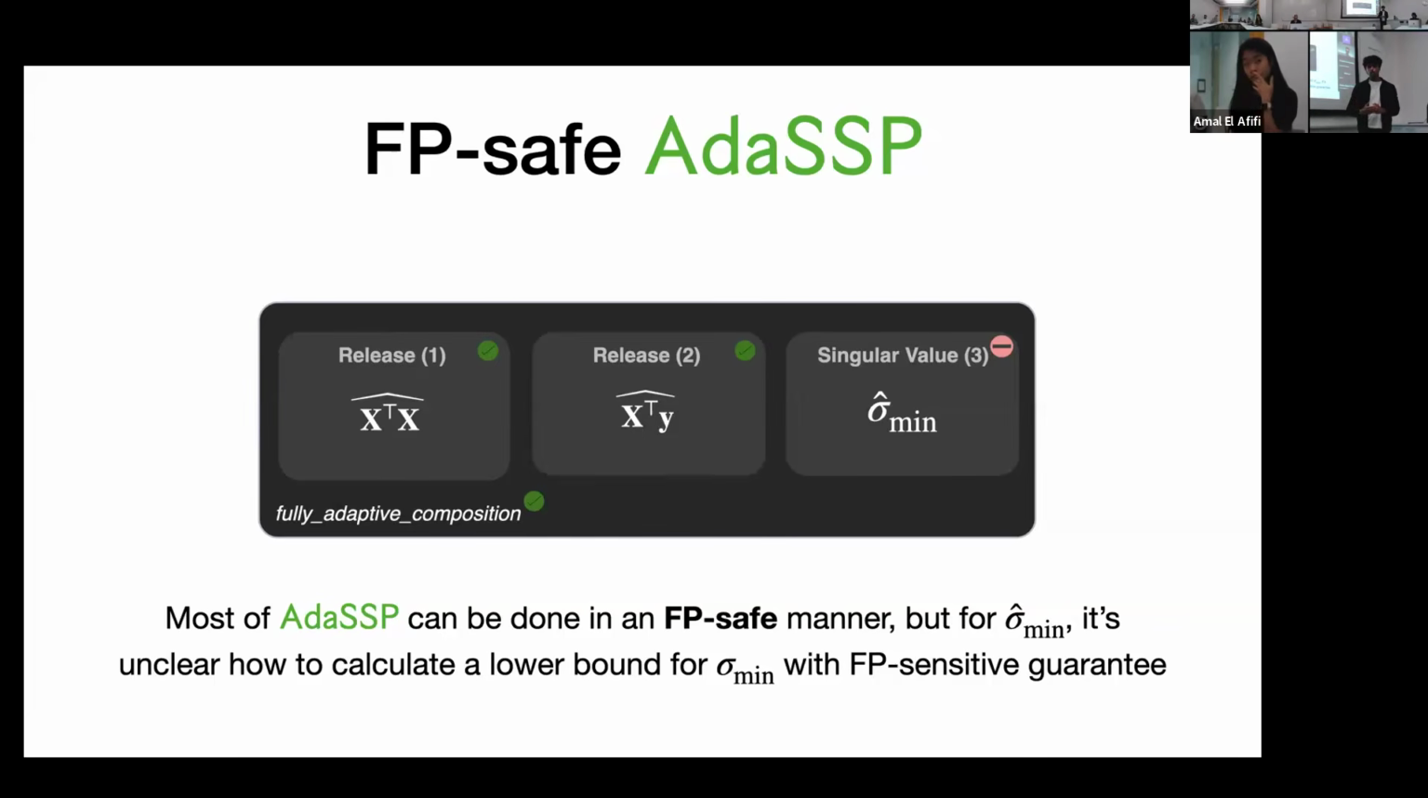But the error in this calculation implicitly depends on the condition number of the matrix. So you get this chicken and egg problem where we don't know the condition number, so we can't estimate this thing well, and it's hard to implement privately as a result, or in a floating point safe manner as a result. So it's unclear how we could actually control the error in this part of the optimization process, which means it's hard to understand how we could actually make this whole thing floating point safe.